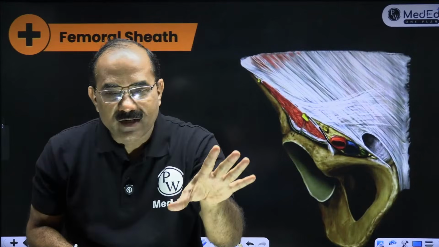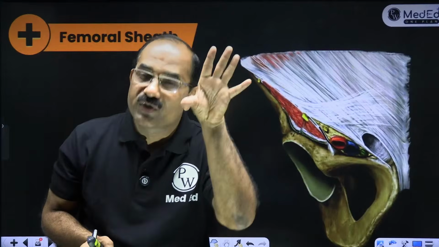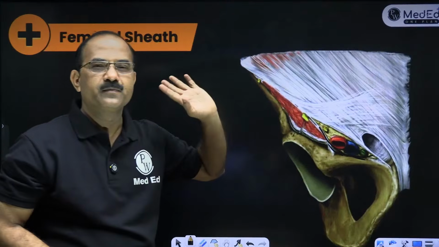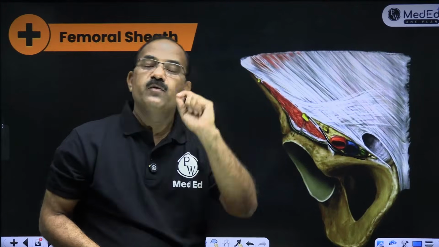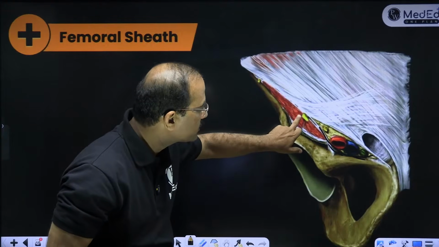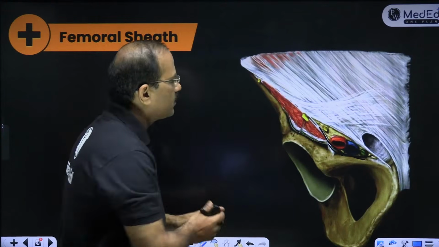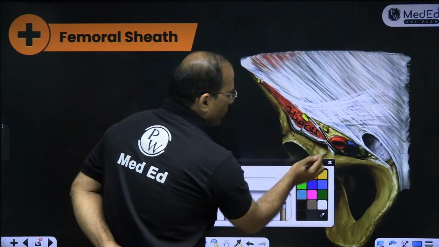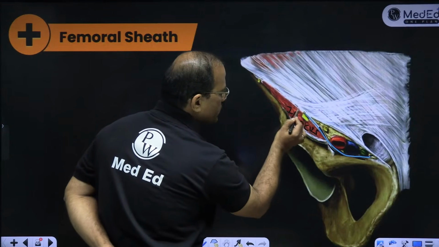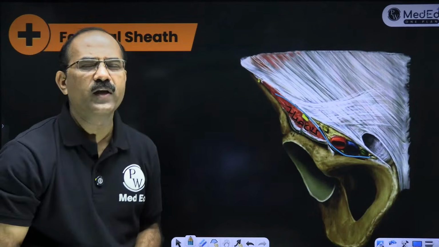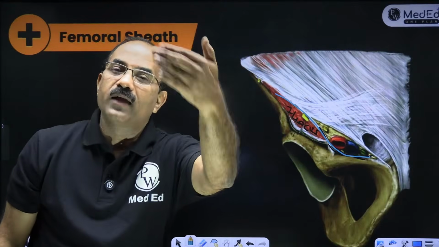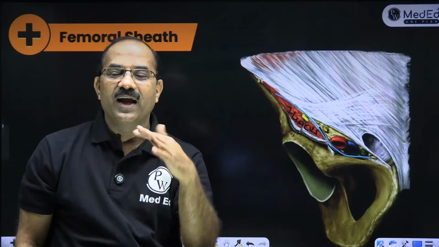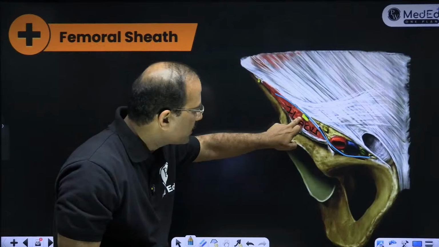So just understand, if any structure has to come into the femoral sheath, it should lie on what? The fascia iliaca. It should be on the fascia iliaca. Now what happens to the femoral nerve? See, the femoral nerve is lying directly on what? What is this muscle? This muscle is the iliacus. And what is this? This is the fascia iliaca. So the femoral nerve lies below the fascia iliaca and on the iliacus. It is lying directly on the iliacus.